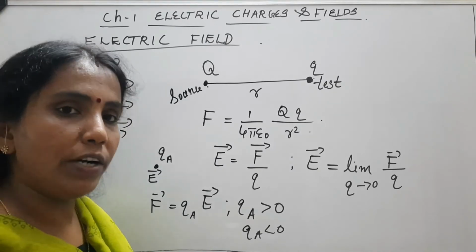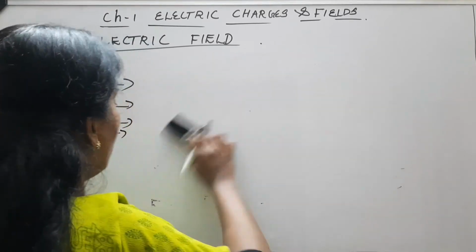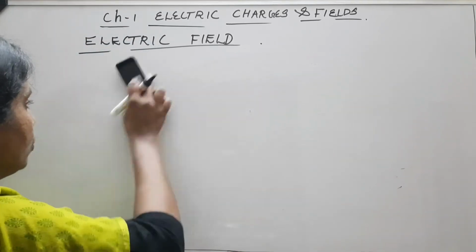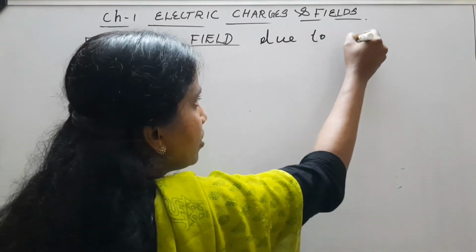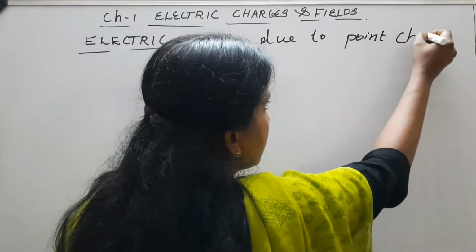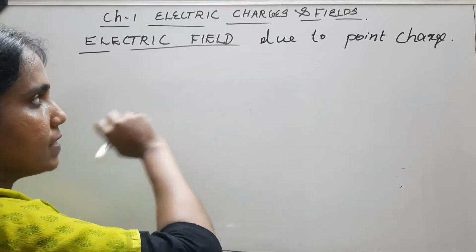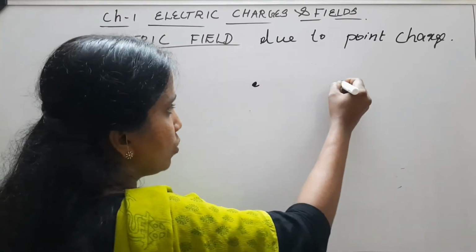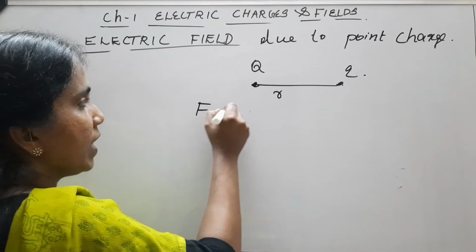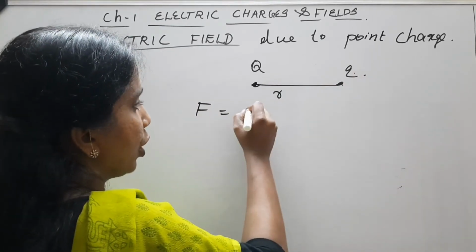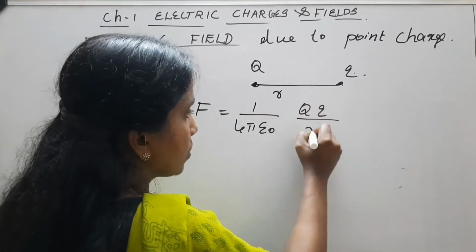Now we discuss what is the expression for the electric field due to a point charge. So what do you mean by point charge? Point charge means a charge whose size is negligible. So that charge we call point charge. Suppose we consider two charges, Q and q, kept at a distance r. The force experienced by this test charge q is 1 by 4 pi epsilon 0 Qq by r square.